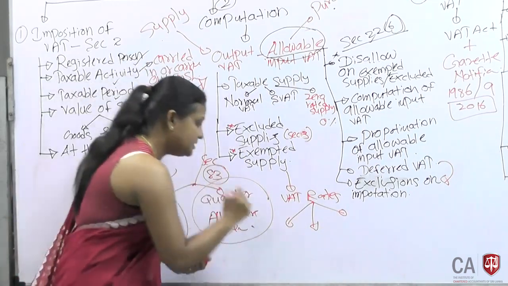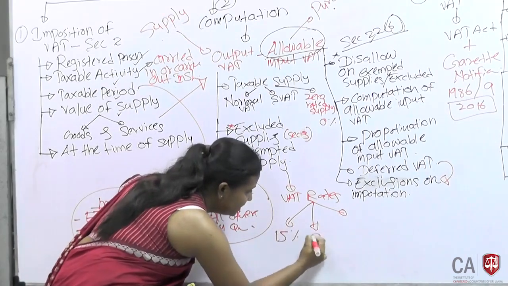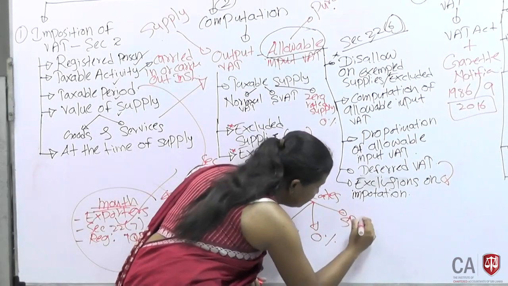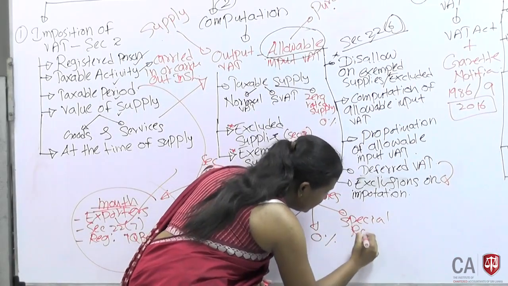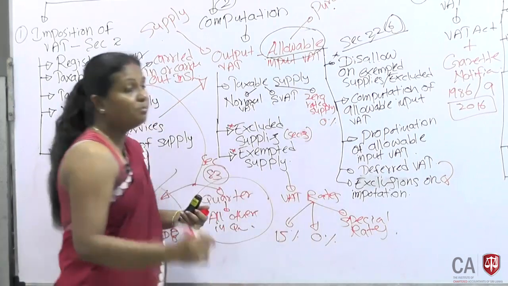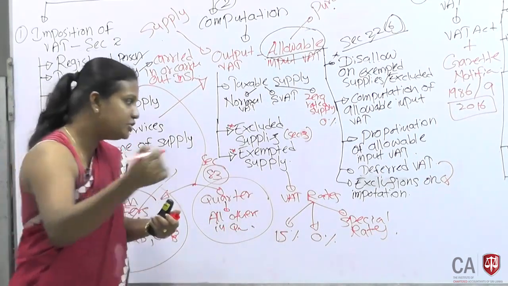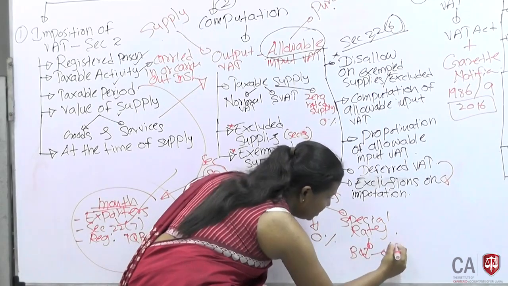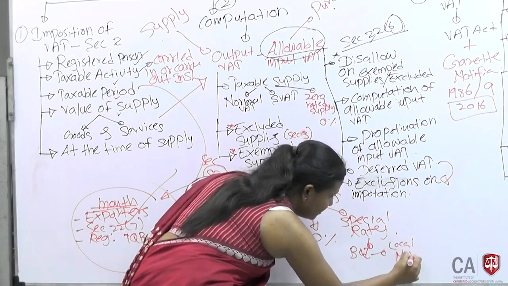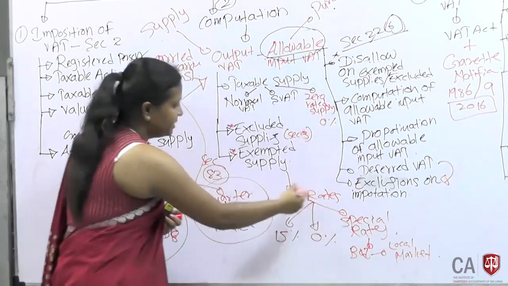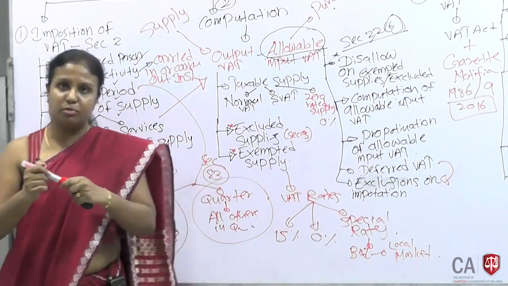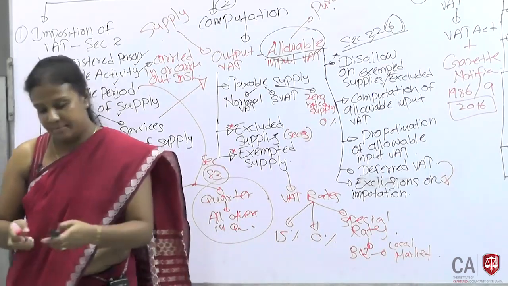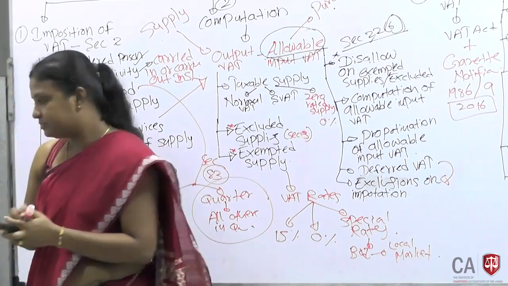First one is the standard rate of 15%, 0%, and again we are having special rates, special rates where a BOI company is selling to the local market. These are the prevailing VAT rates before the proposed change. Don't worry, any proposed change is not testable in your examination because it's not the law.